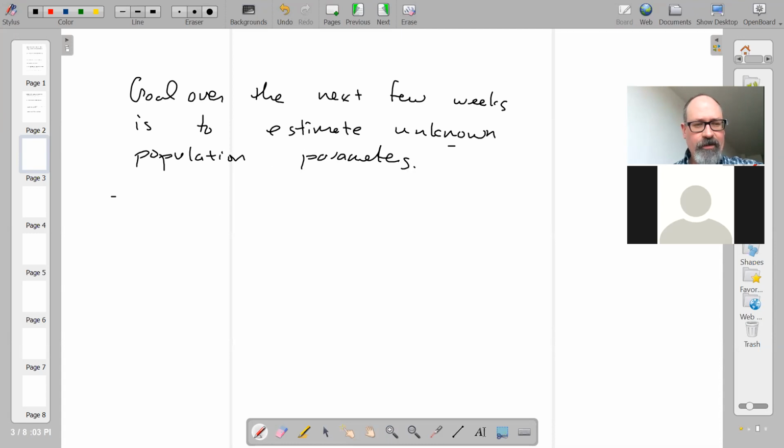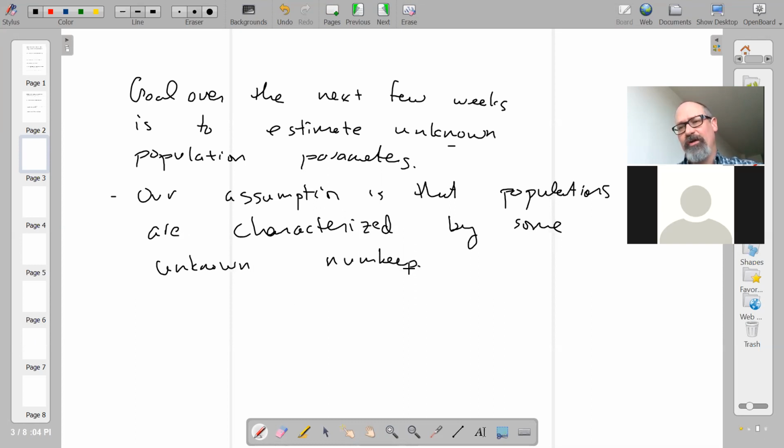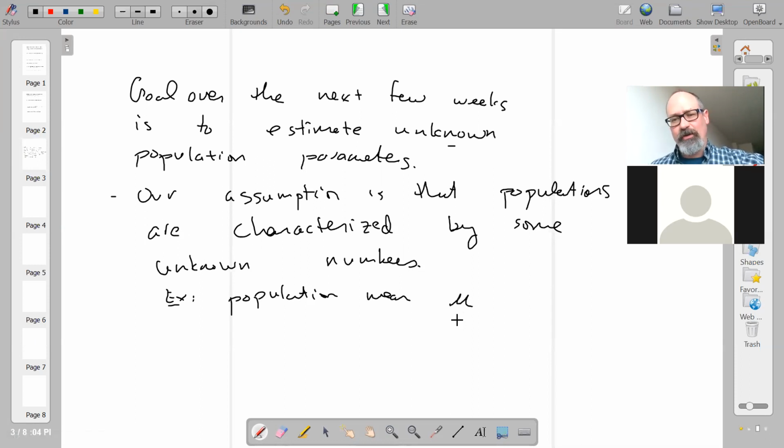Just as a reminder, our assumption is that populations are characterized by some unknown numbers, and we're calling those unknown numbers parameters for the population. For example, you can have a population mean, the mean height of, say, all Americans in inches. For the sake of getting on the same page, we typically denote the population mean with the symbol mu. There's also something that we'll call the population proportion.